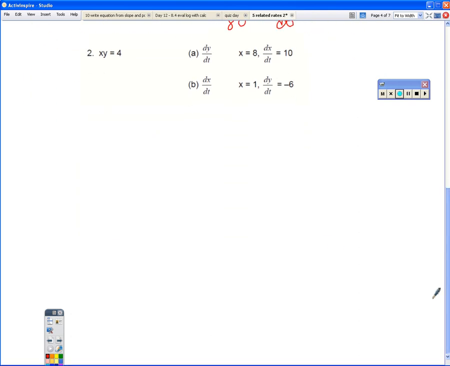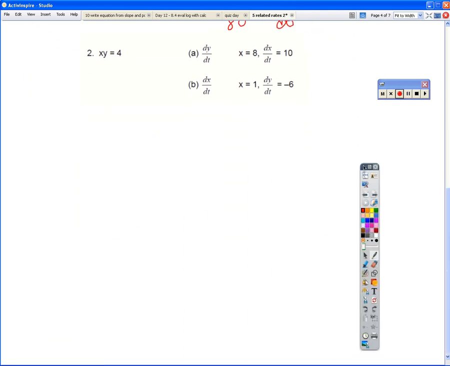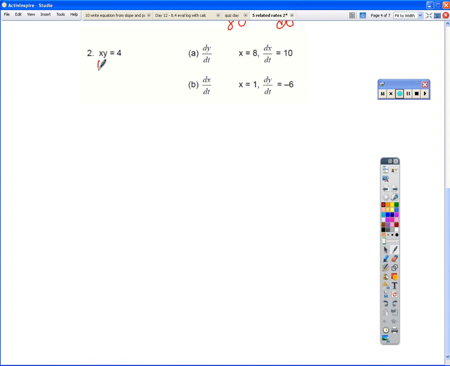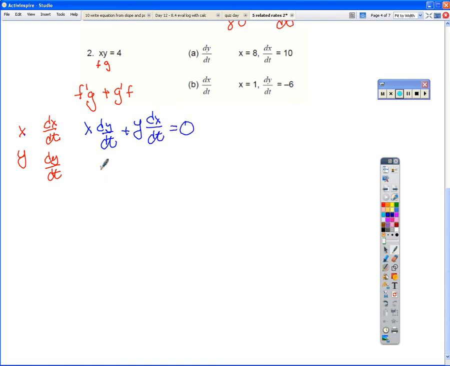We're going to do the same thing for number 2, except for number 2 we need the product rule. So I'm going to say f is my x and g is my y. So if you remember the product rule, I'm going to individually find the derivative of each piece. So now to fill in my product rule, I'm going to do x times dy/dt plus y times dx/dt. That's going to equal 0.